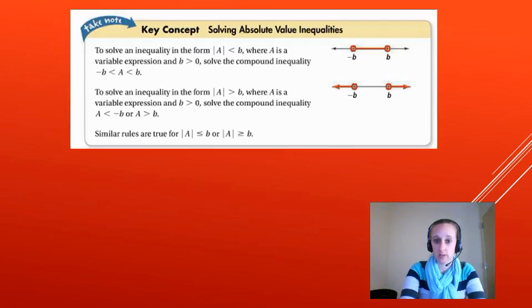Key concept of solving absolute value inequalities. In this case, to solve an inequality in the form the absolute value of a is less than b, where a is a variable expression and b is greater than 0, your compound inequality means a is going to be between negative b and b. Or you can have absolute value of a is less than or equal to b, or absolute value of a is greater than or equal to b. So you can have an and situation, or you can have an or situation. It is easier if you graph it to see the difference.